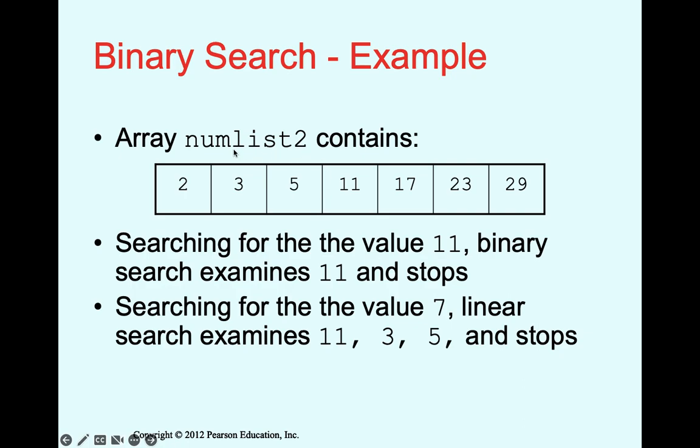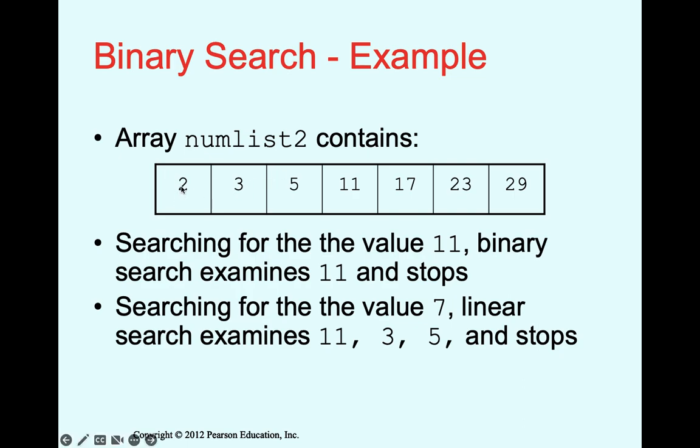So 7 has to be here. Again, we go to the middle of this part. So the middle is 3. We compare 7 with 3. 7 is greater than 3, so 7 has to be here if it exists. We compare 7 with 5. 7 is not equal to 5. So this means that 7 is not there. So we only need 3 comparisons.